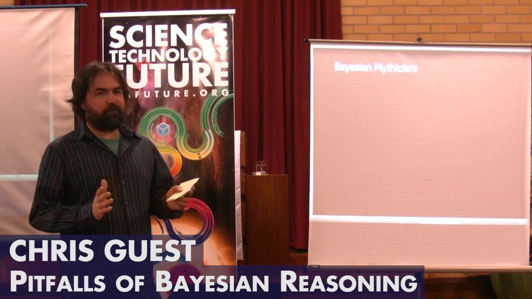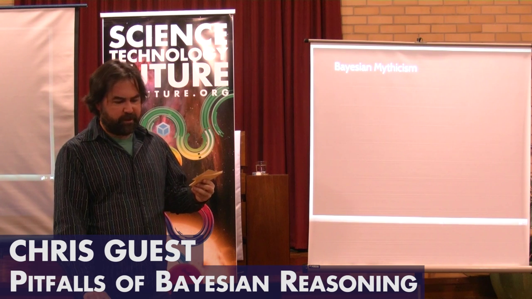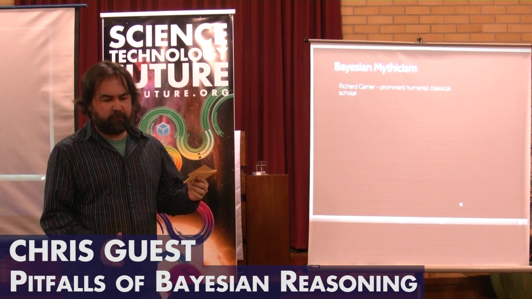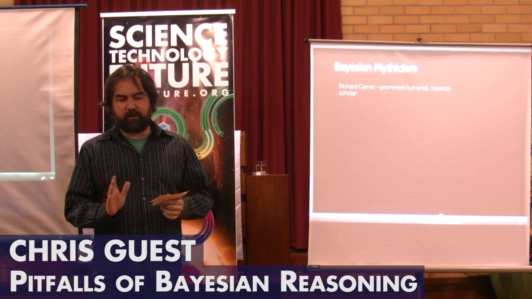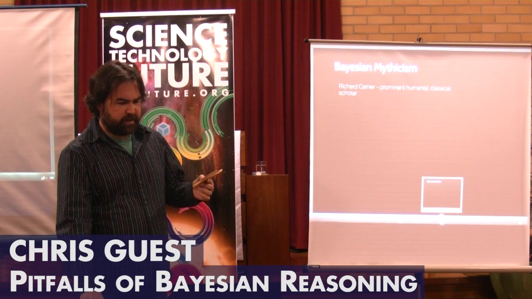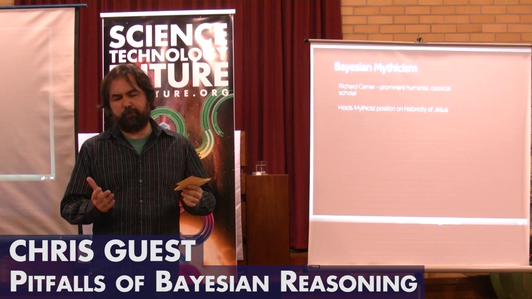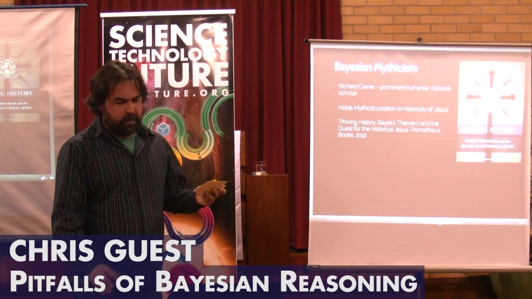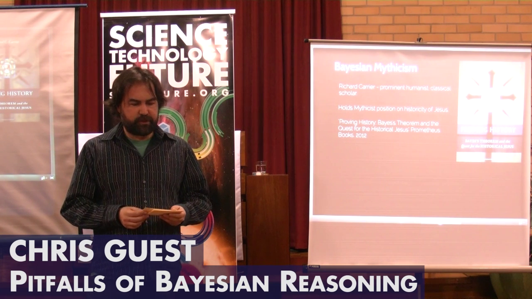Okay, now the other end of the spectrum I want to talk about is Richard Carrier. Now he's a fairly prominent humanist. He's a classical scholar, and his axe to grind, I suppose, is that he doubts there was a historical person called Jesus. So he's part of this movement known as the mythicists. And he put out a book called Proving History: Bayes's Theorem and the Quest for the Historical Jesus.